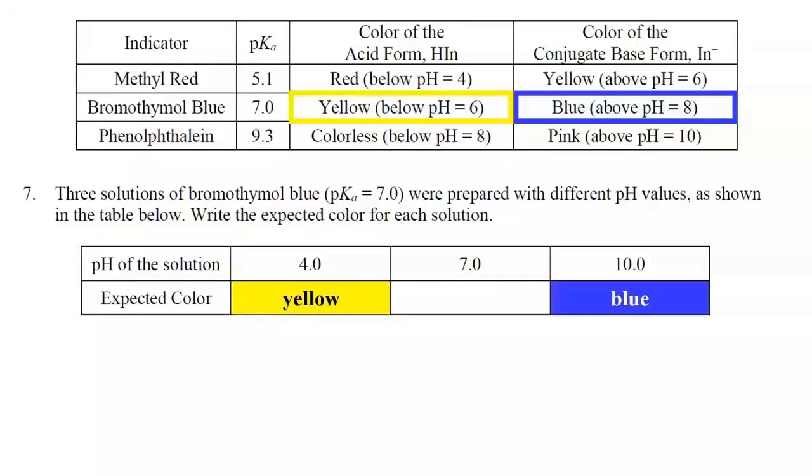And if the pH is 10, well, it says in the table that the color of bromothymol blue should be blue above pH 8, so now the pH is greater than the pKa and the conjugate base form dominates. Hopefully you can imagine what would happen if the pH was 7. If the pH were 7, then now we have a roughly equal amount of both the acid form and the conjugate base form, and you would see that combination of yellow and blue, which is green.